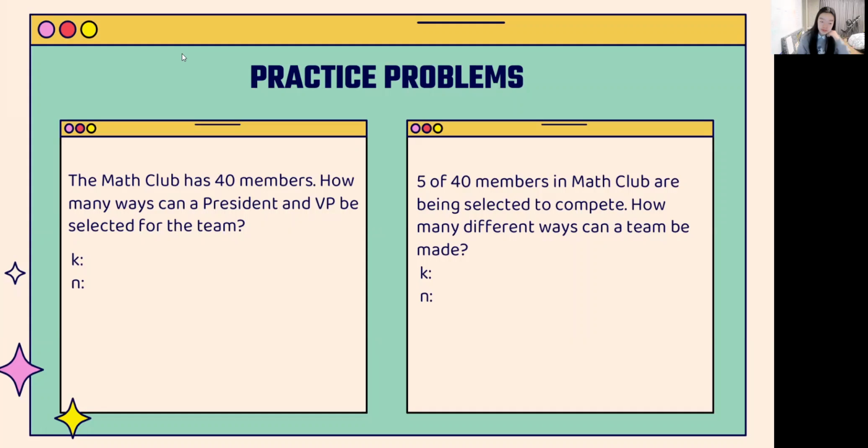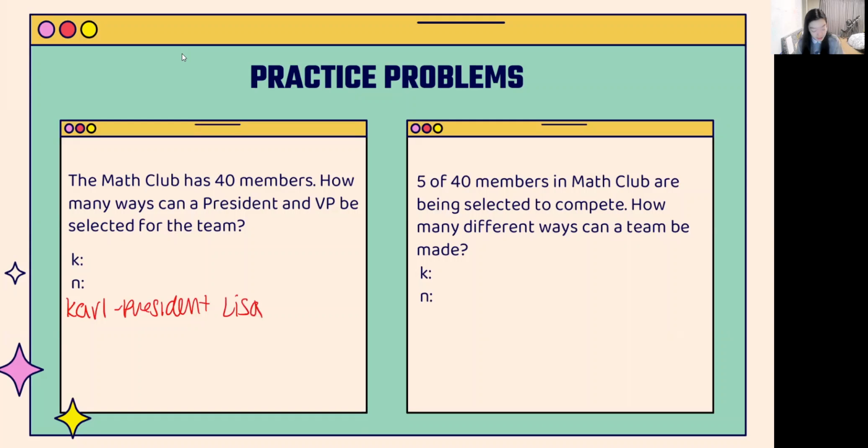Okay, time is up. So the first question, you see the math club has 40 members. How many ways can a president and a vice president be selected for the team? Here, order does matter because you may have the same 2 people selected for office, but one is going to be president and one is going to be vice president. And then if you switch the order and the other person is president and vice, okay, so let's just say that there's 2 people. Carl is president.